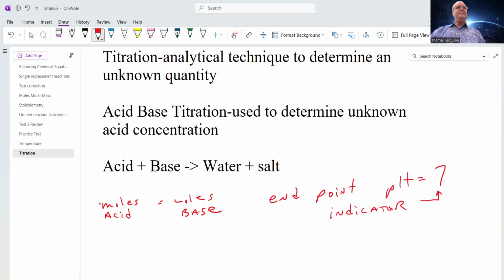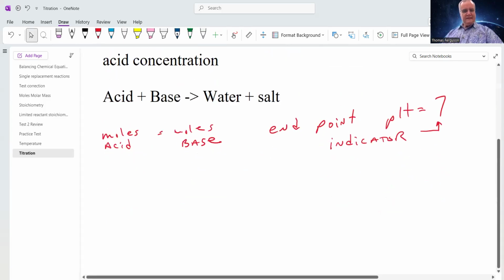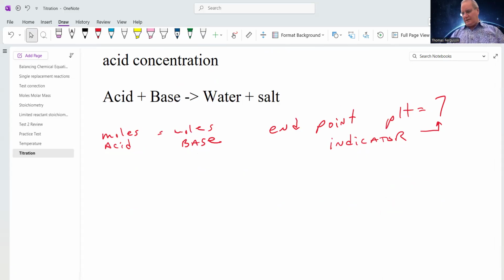And the cool thing is, when the pH is 7, it turns pink. It is a really cool pink. It's not really a pink though, but I call it Barbie pink. But it's really cool. So in terms of moles here, we need to know how to calculate moles. We've been through this a zillion times.